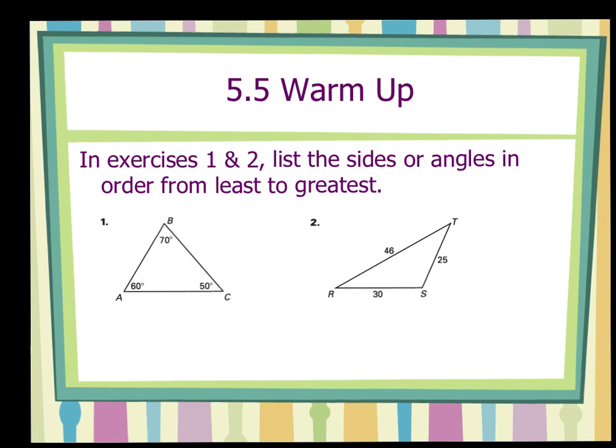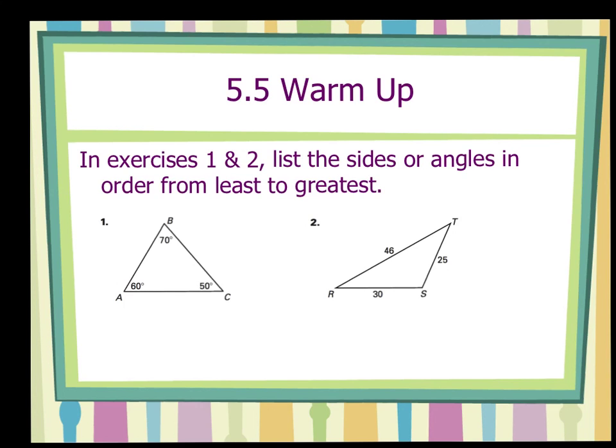All right, so in 5.5, all we talked about was the inequality basically in a triangle. Three things. The largest angle would be opposite the largest side, and vice versa. The largest side would be opposite the largest angle, and then in order from smallest to largest, just like that. And then we talked about the triangle inequality theorem, which says that the sum of any two sides of a triangle has to be greater than the length of the third side. So those were the three major things in this section.